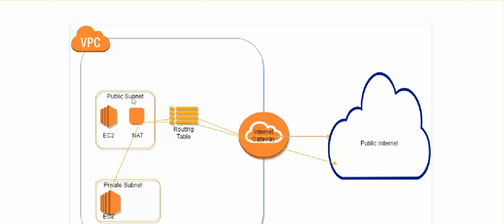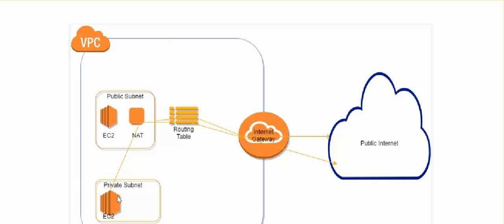So we have a public subnet, and in the public subnet we are going to have an EC2 instance, and all the traffic from this public subnet will be routed through the internet gateway to the public internet. We saw how to create an internet gateway, how to create a routing table, add a new route to send the traffic to the internet gateway, and attach this routing to the subnet. This way, the EC2 instances in the public subnet can talk to the internet.